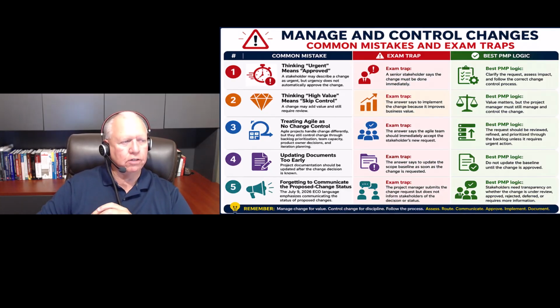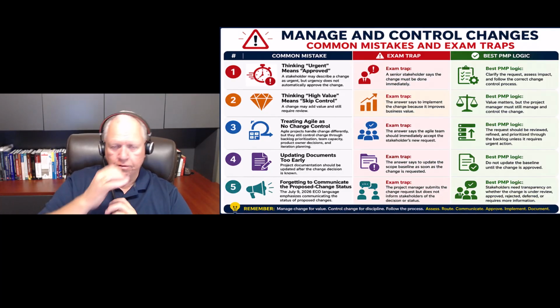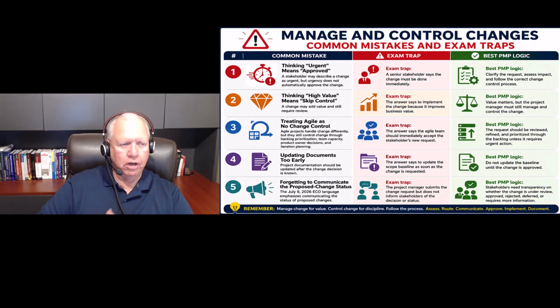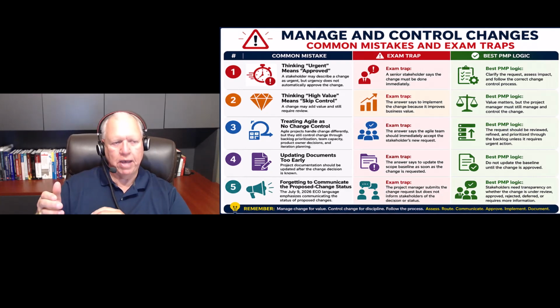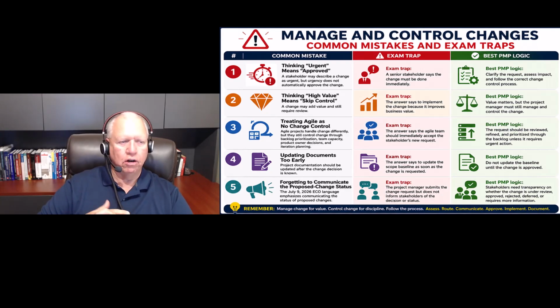Number 3, treating Agile as no change control. The exam trap for this is an answer that says the Agile team should immediately accept the stakeholder's new request. You'll see something like that. The logic on the PMP test that you need to keep is that the request should be reviewed, refined, and prioritized through the backlog, unless it requires urgent action.